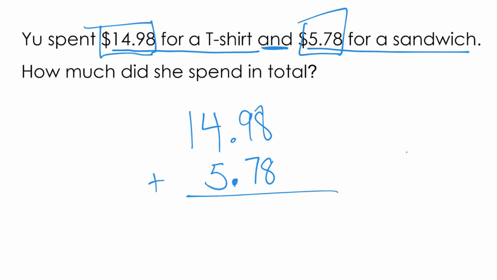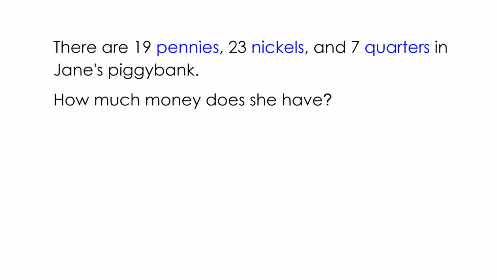Let's add these up. 8 plus 8 is 16. Carry the 1. 1 plus 9 is 10. Plus 7, 17. Don't forget the decimal. Carry the 1. 1 plus 4 is 5 plus 5 is 10. Carry the 1. And it's $20.76 for the 2 things that you bought. Okay. I like to leave the money symbol at the end. Honestly, you do whatever you got to do. Doesn't make a big difference.